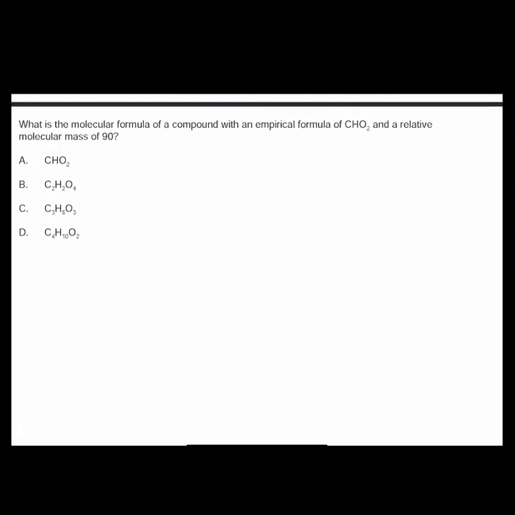Moving on to the next one. What is the molecular formula of a compound with empirical formula CH2O and relative molecular mass 90? So basically we have to find n here. n is basically the molecular mass divided by the empirical formula mass.